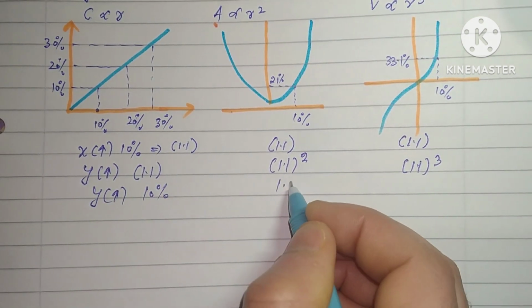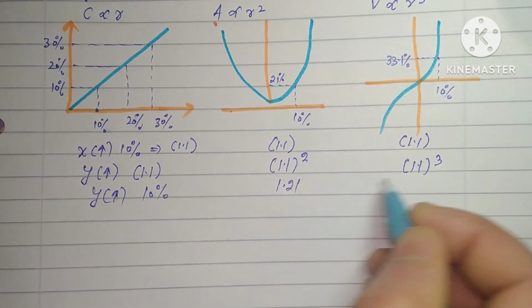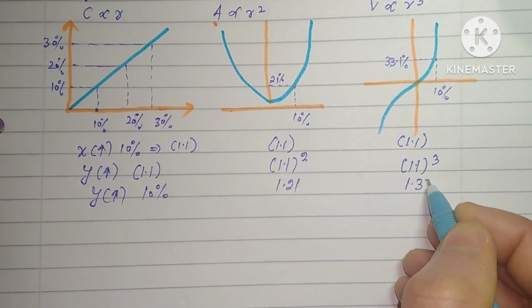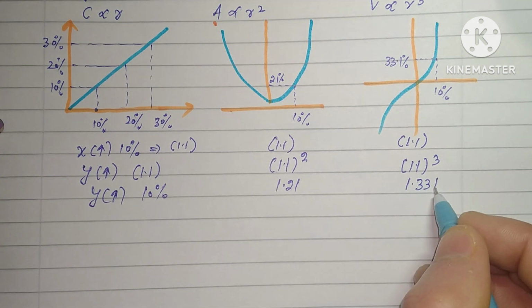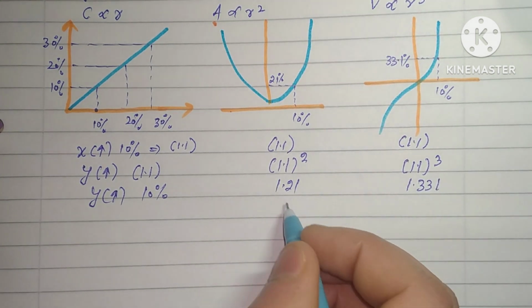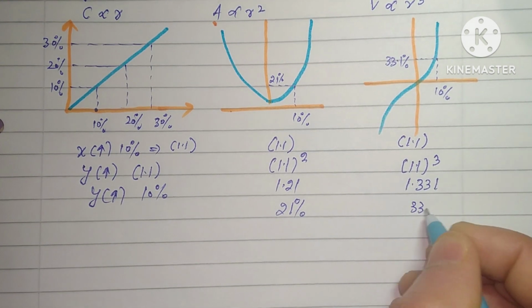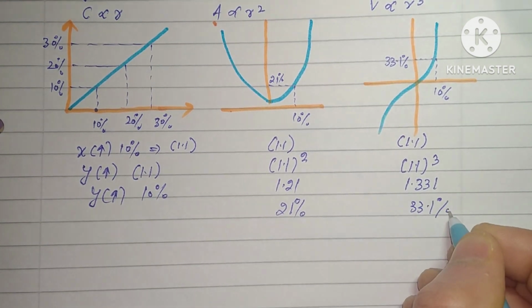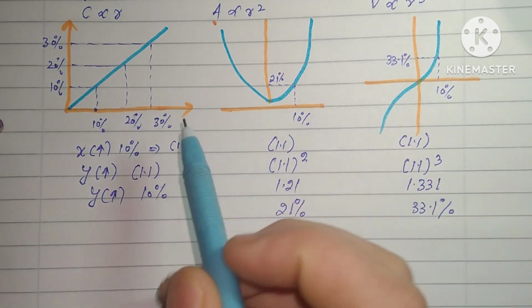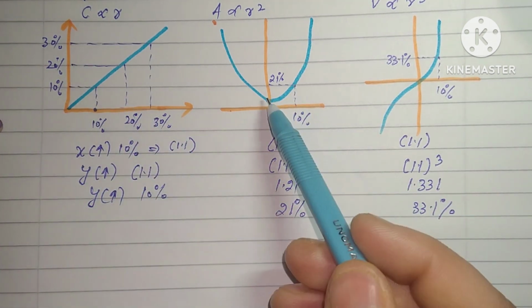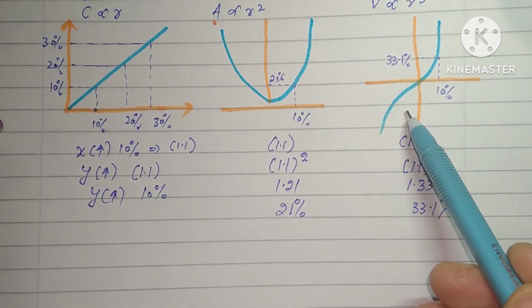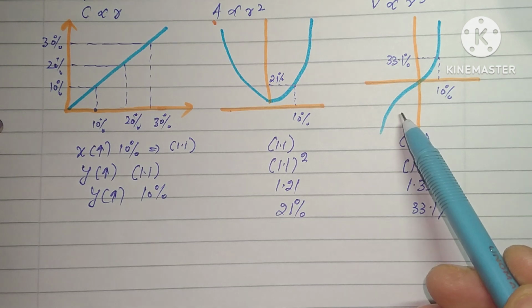Therefore, 1.1 square will be 1.21 and 1.1 cube will be 1.331. Here y increases by 10%. Here y increases by 21%. Here y increases by 33.1%. These were the basic relations: linear relation, parabolic relation, and the cubic relation. Today we discuss the hyperbolic relation.